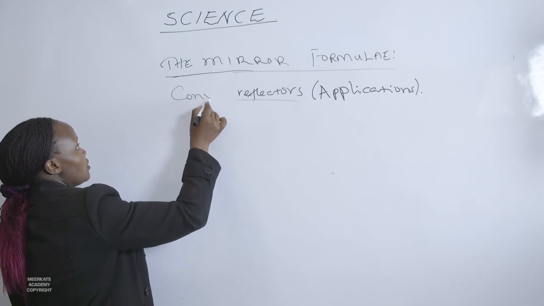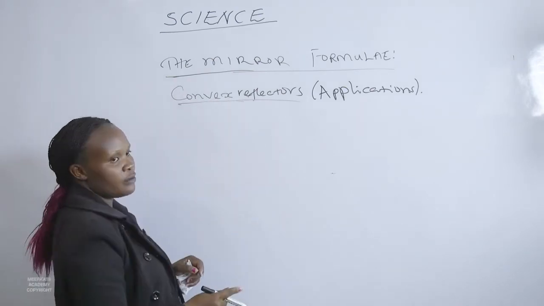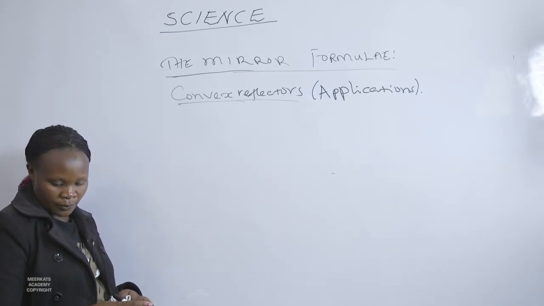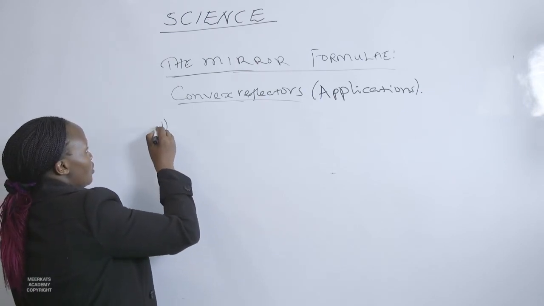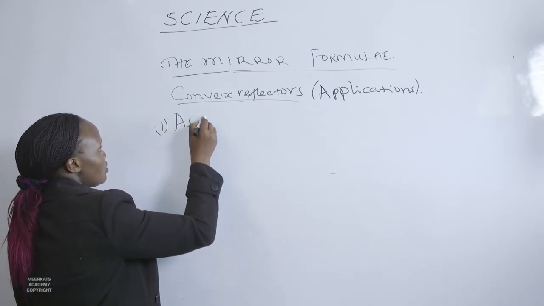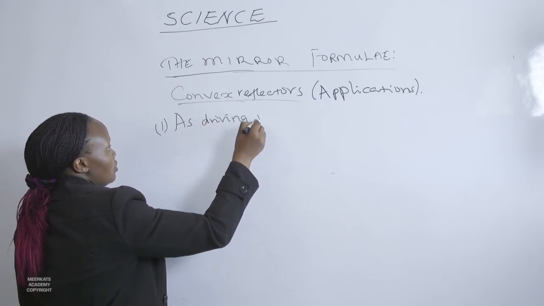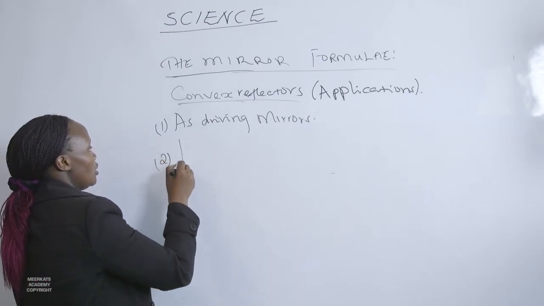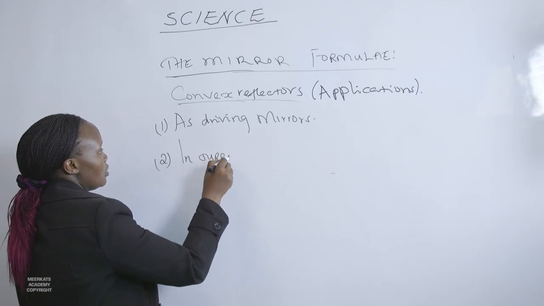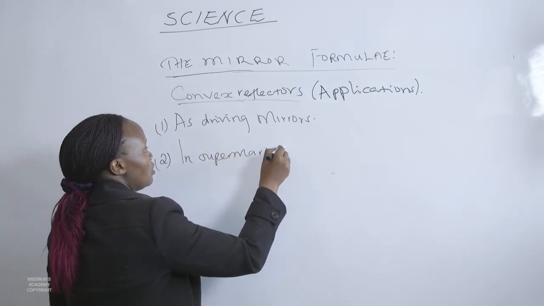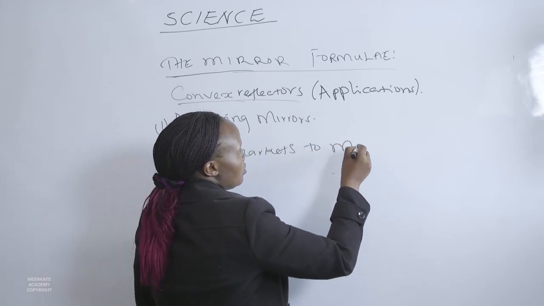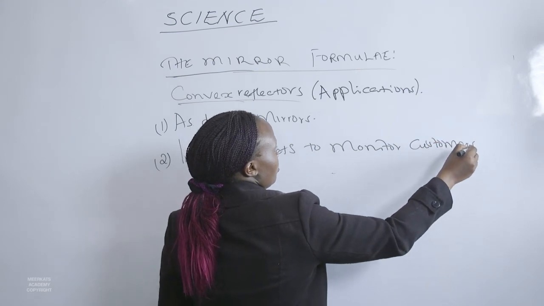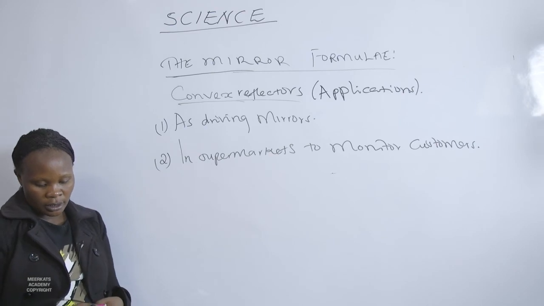Then we have convex reflectors. Are they of any help to us by any chance? Now they are used as driving mirrors. You could use them as driving mirrors, or you could use them in supermarkets, so you could monitor your customers.